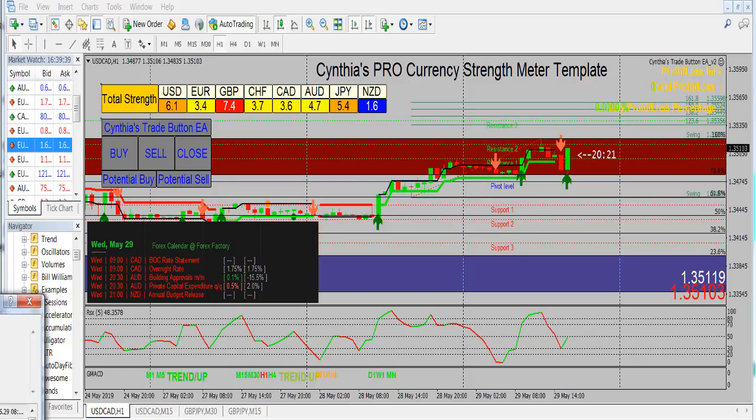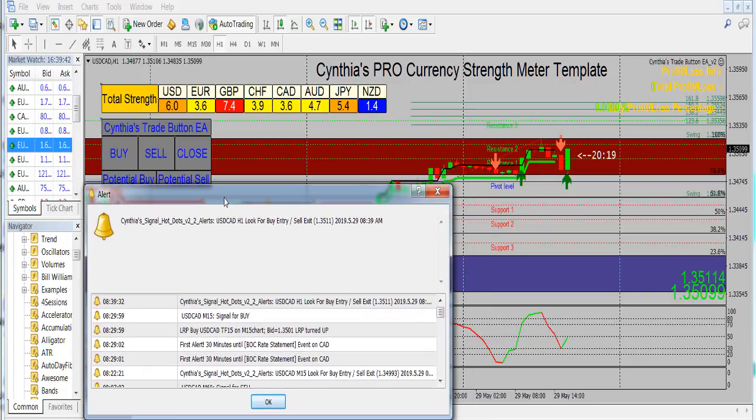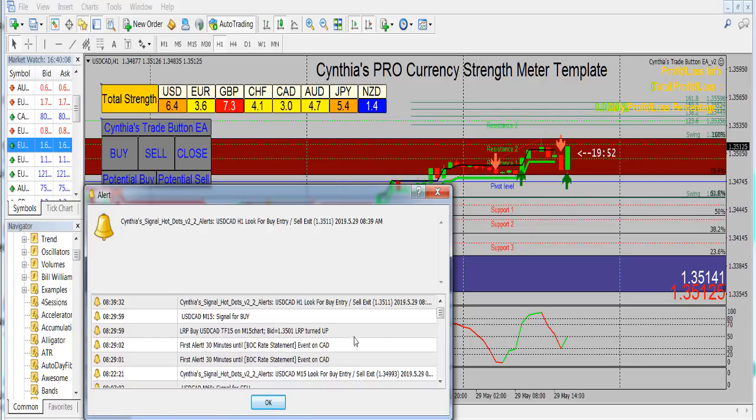Now the hot dot just appeared, and we got a pop-up alert, so it says the signal hot dots in the USD CAD, look for a buy entry or a sell exit. So if I were in a sell trade, I would definitely exit this sell trade, but it tells me right now to look for a buy entry. And we do have the pop-up arrow, and then the hot dot popped up. It's behind the arrow.